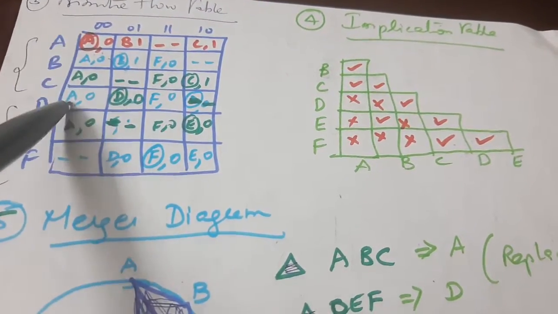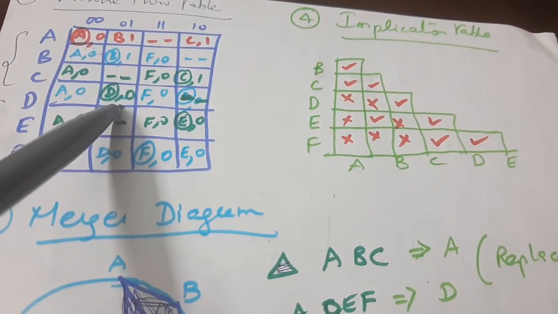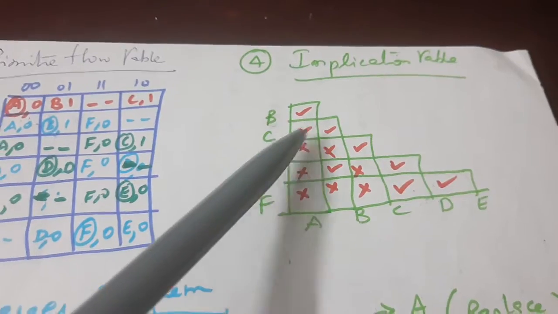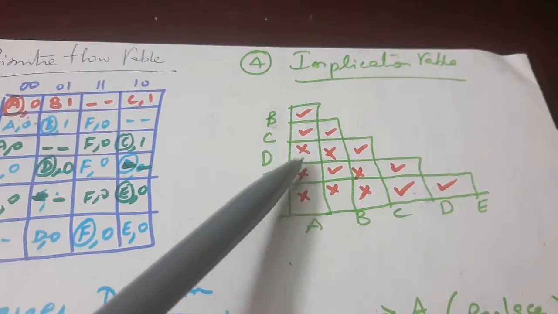Compare A with D. A, B and D. It is not identical. Therefore, put a cross mark. If it is identical, put a tick mark. If it is not identical, put a cross mark.